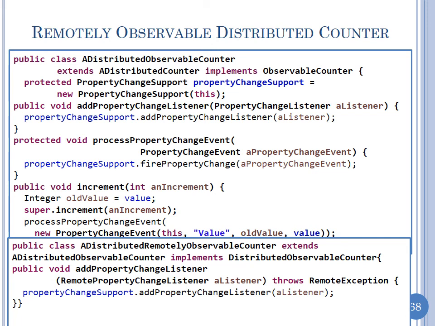And we know now that we have fixed that one problem we had, that add property change listener was not throwing a remote exception. It was not in a remote interface. I put it in a remote interface and it's throwing a remote exception. So I fixed that problem, but I haven't fixed all the problems. So what's wrong with this code now?